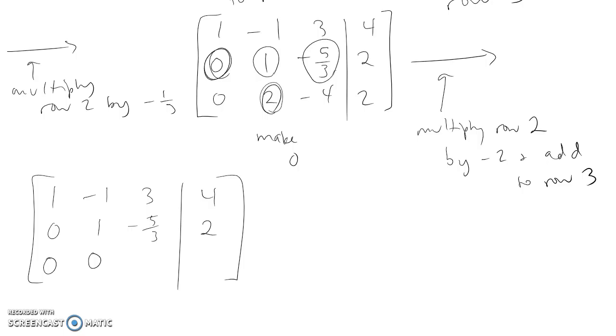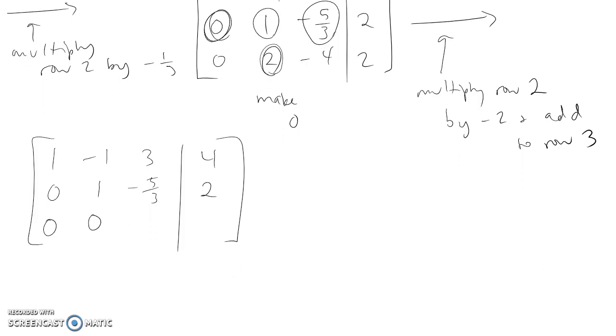Now we're going to take -5/3, multiply it by -2, and add it to -4. So I'm going to do that down below. -5/3 times -2 is 10/3, and I need to add that to a -4. So 10/3 plus a -4 is 10/3 minus 12/3. That's going to be a -2/3.